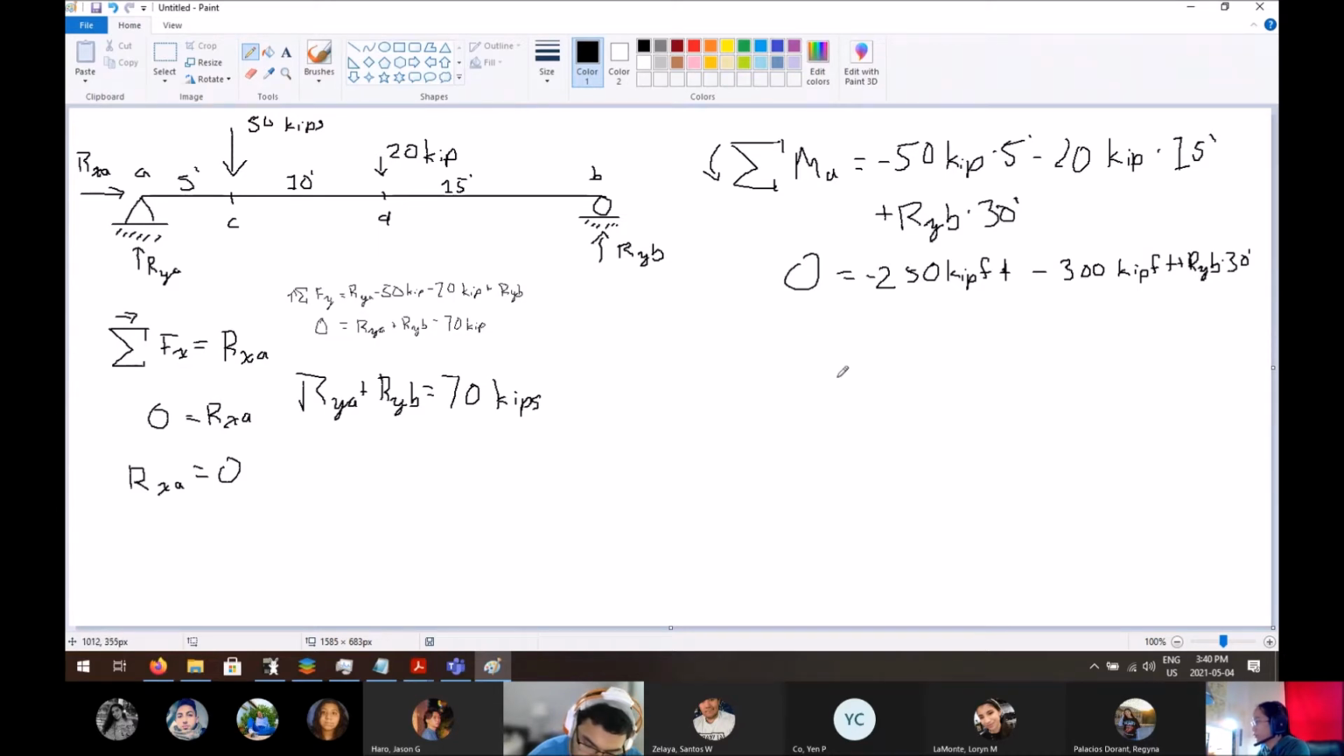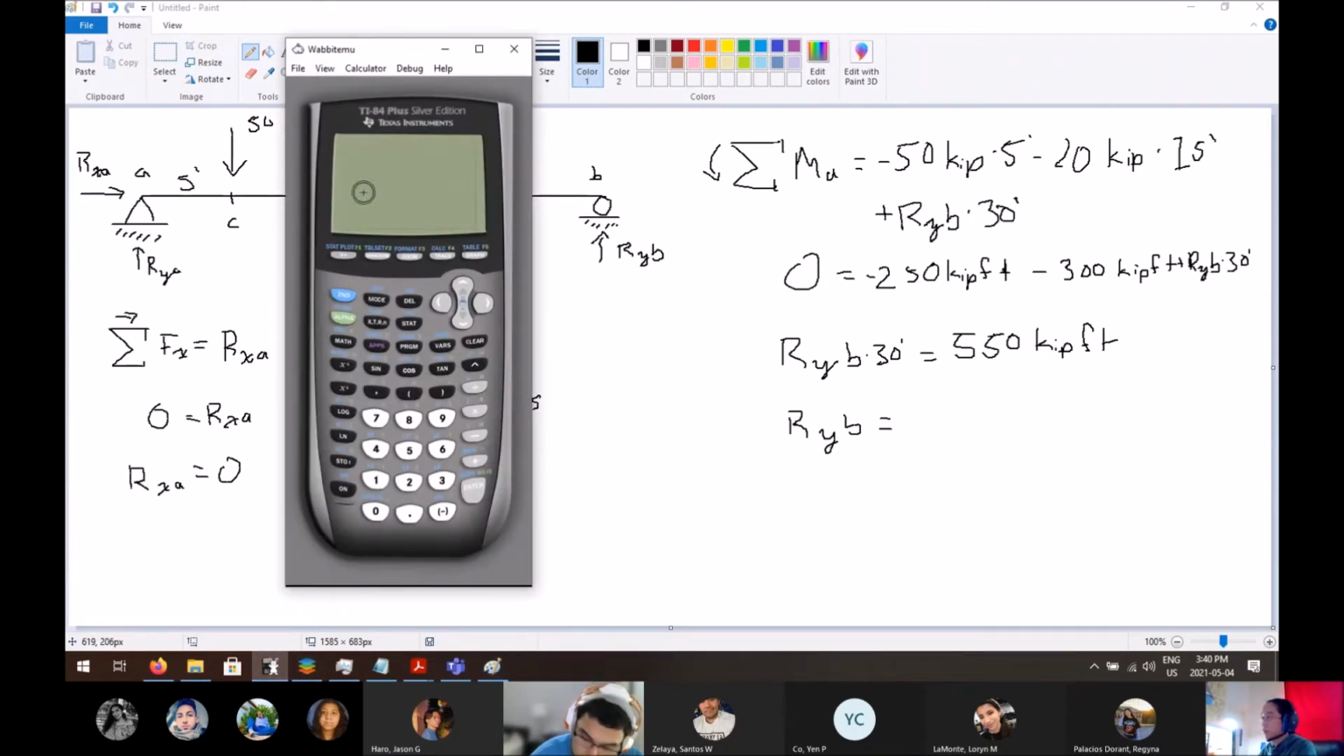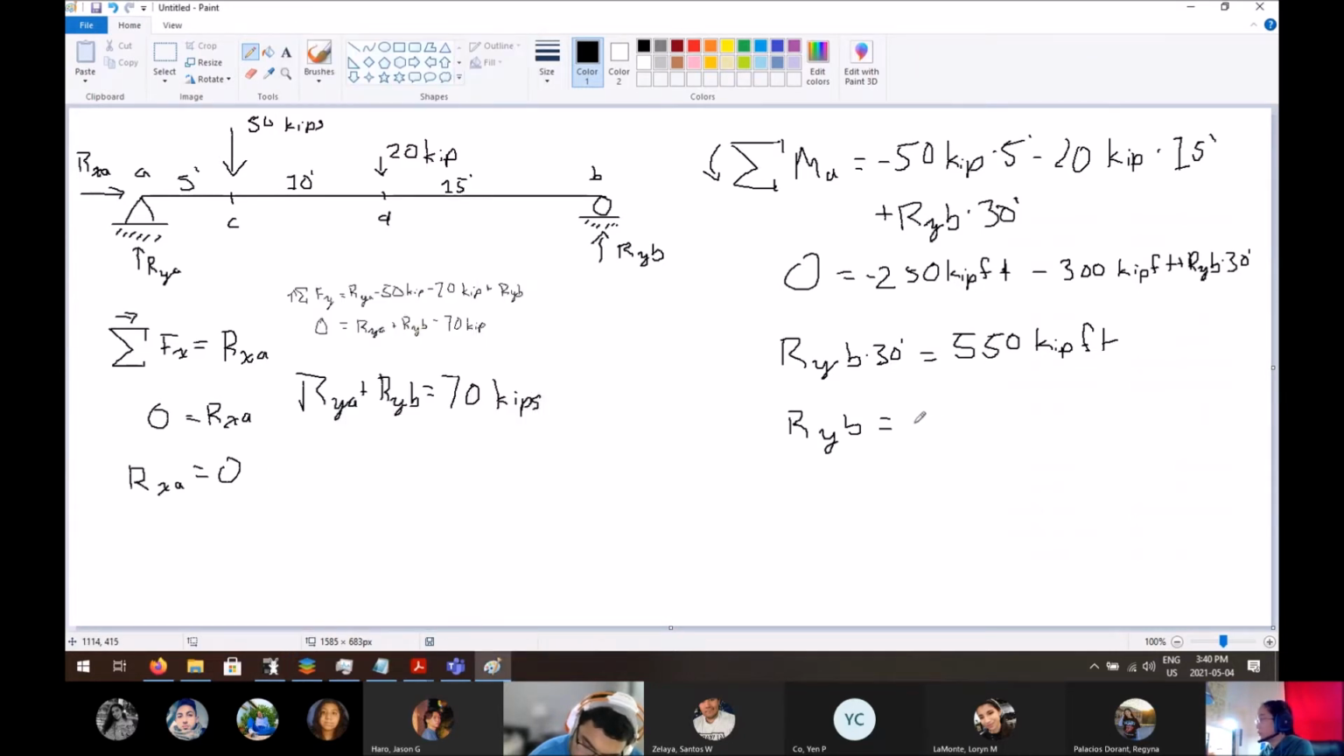So RYB times 30 feet is equal to 550 kip feet. Now what's that divided by 30? I don't know. So RYB is equal to, where's my calculator? 550 divided by 30. 18.33.